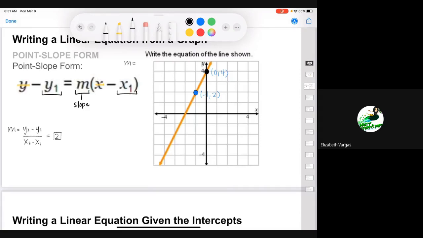So m equals 2. And then what is our x1 and our y1? Well, like we solved in the other one, this was our x1 and our y1, and this is our x2 and our y2. So x1 is equal to -1, and y1 is equal to 2. Okay?